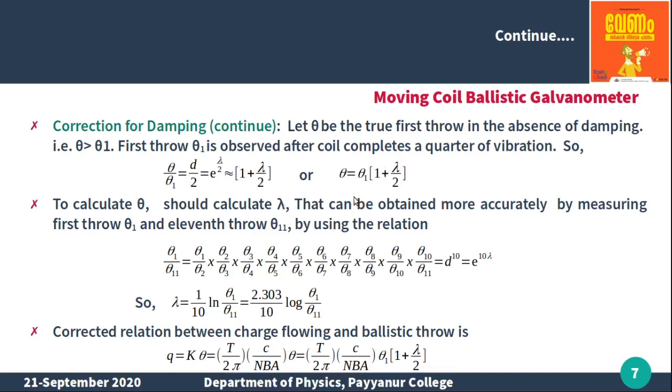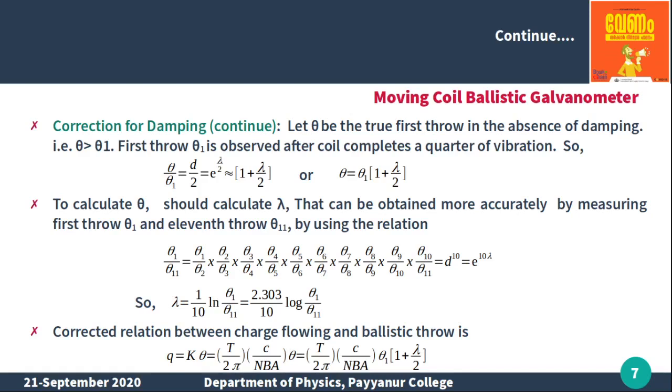That can be obtained. You measure theta 1 and theta 3, and you take the ratio of theta 1 and theta 3. You will get the value for lambda. But for getting more accurate results, what we used to do, we will measure the first row theta 1, then we will take the 11th row. You can take the 6th or 7th or anything, but usually for more accuracy, we first measure the first row, then the 11th row.